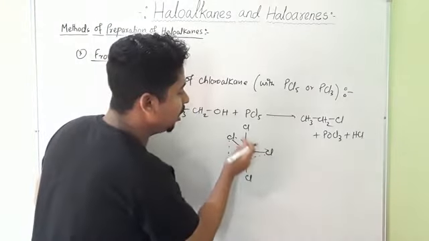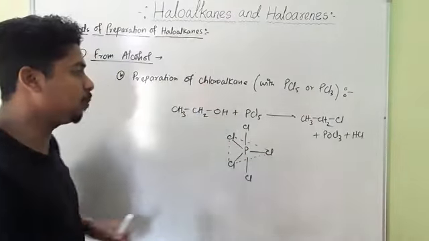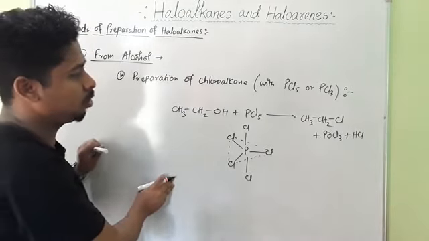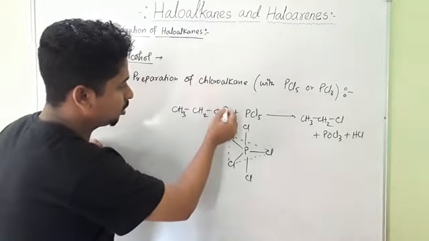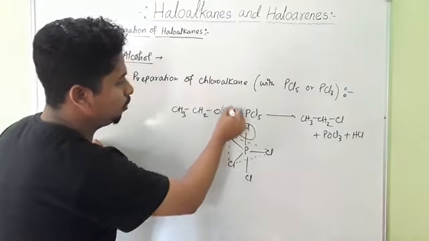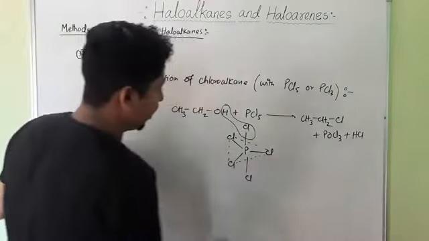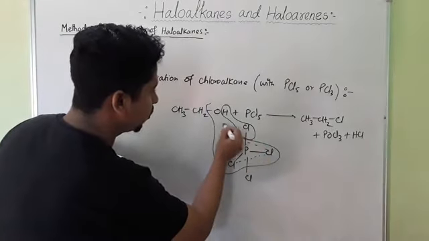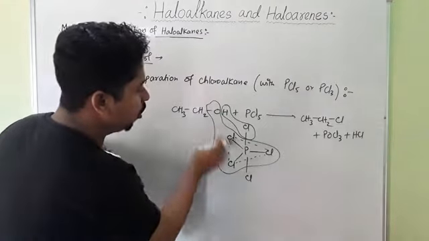So this is trigonal bipyramidal. This is the shape of the PCl5 molecule. Now, here you see how this reaction occurs. From this, one HCl molecule will be removed, and here we have POCl3, so POCl3 will be removed.